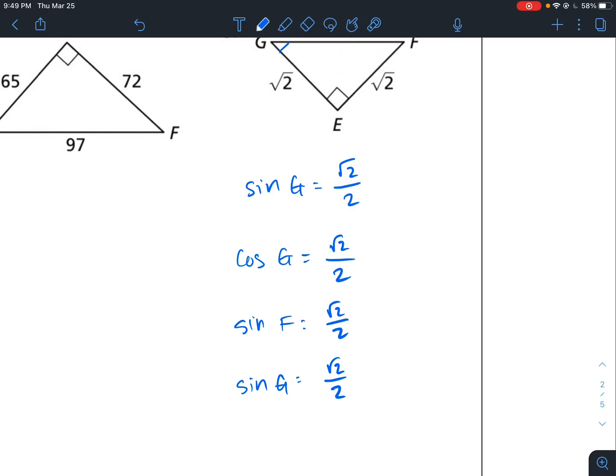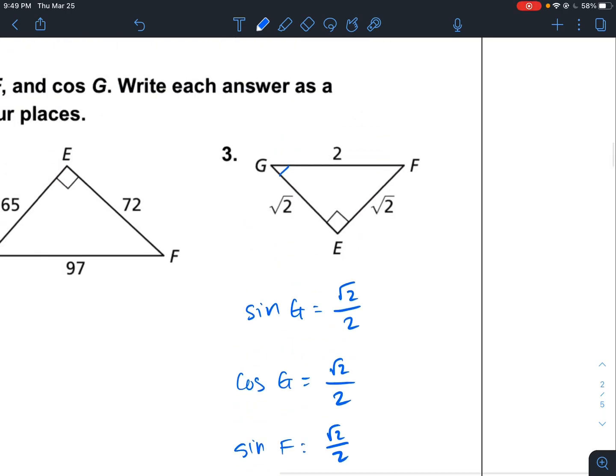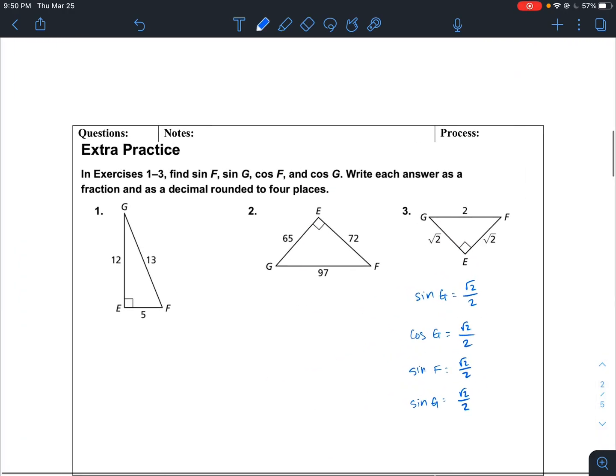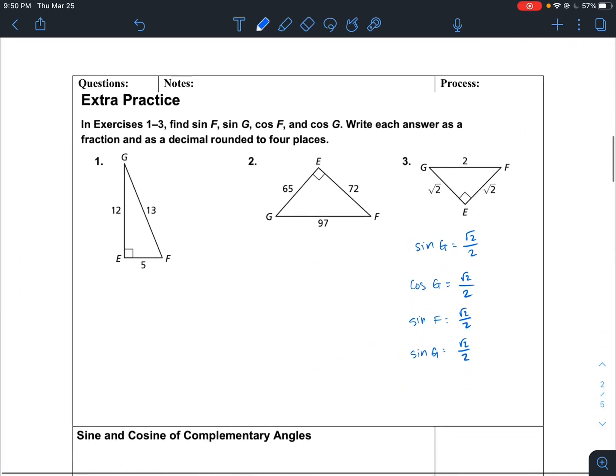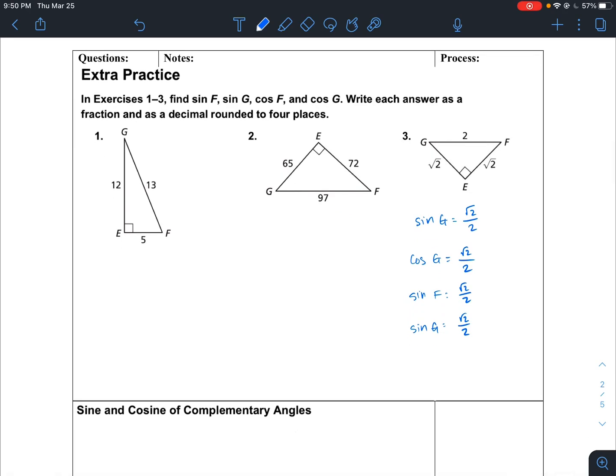And if the side lengths are the same, if you guys remember from what we learned in 9.2, if they have the ratio of 1 to 1, then that means that these angles right here have to be 45-degree angles. So, okay, make sure you go through 1 and 2 and find those ratios.